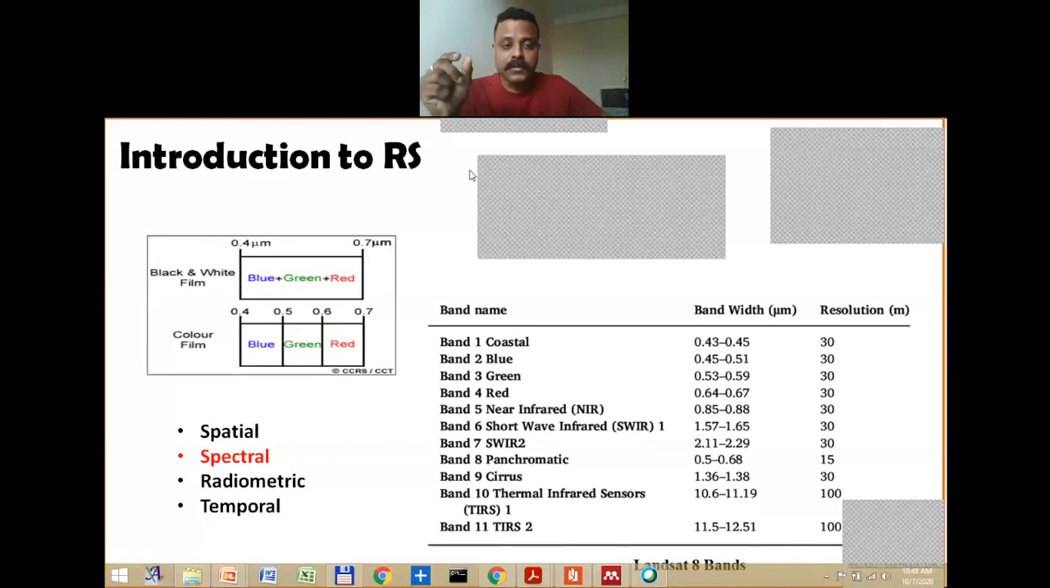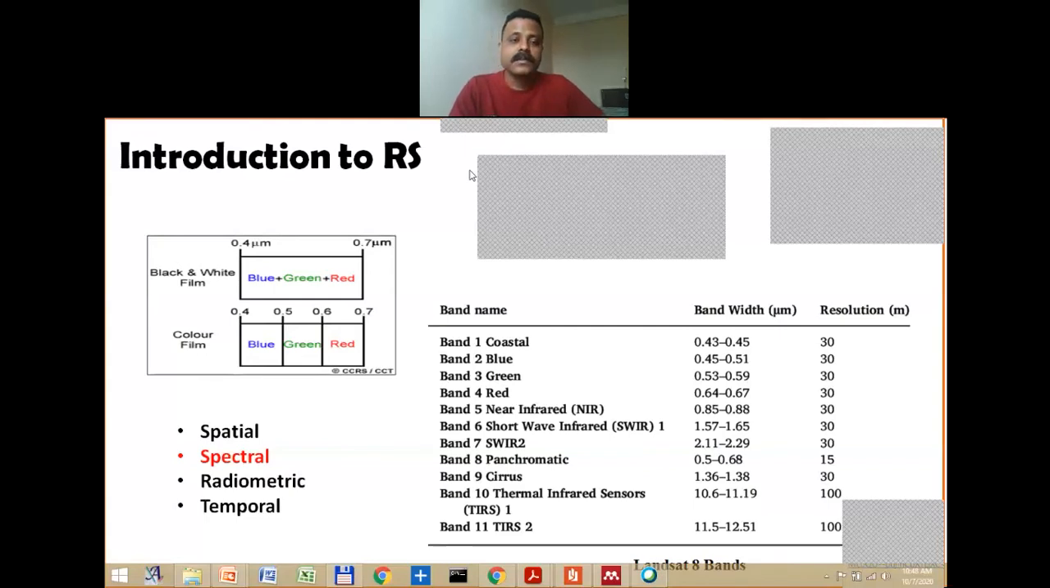So if you're talking about spectral resolution, it is an indication of how many sensors there are in the camera or in the satellite, and what the corresponding ranges of wavelengths are which are used in order to capture the information.